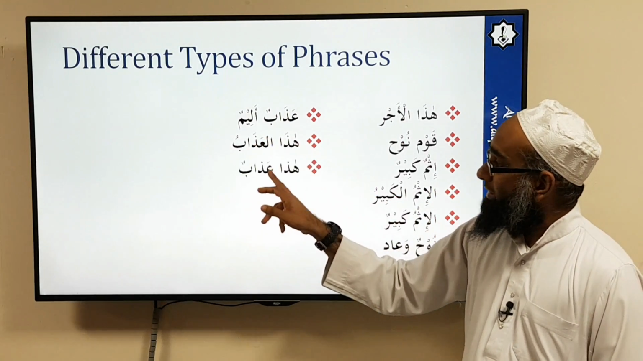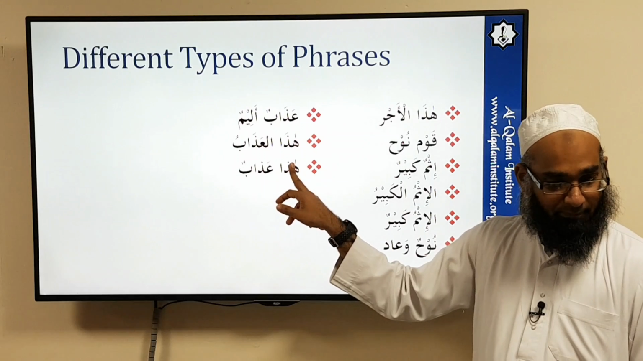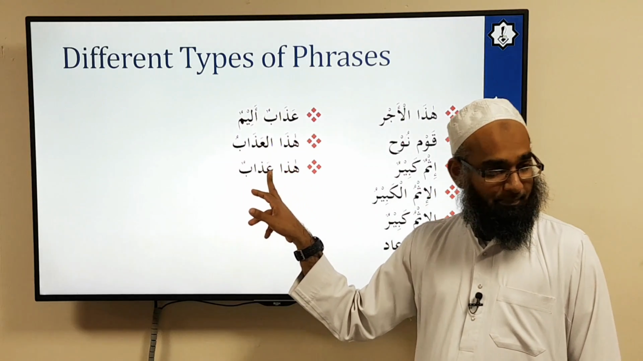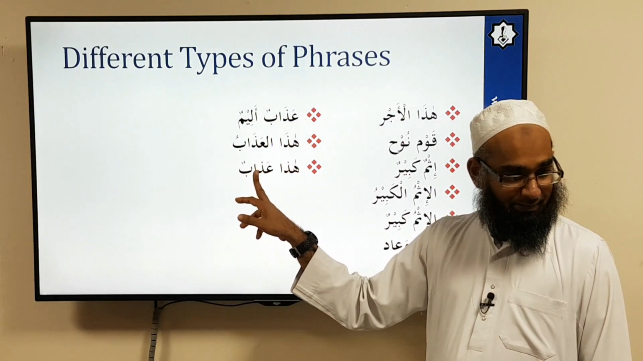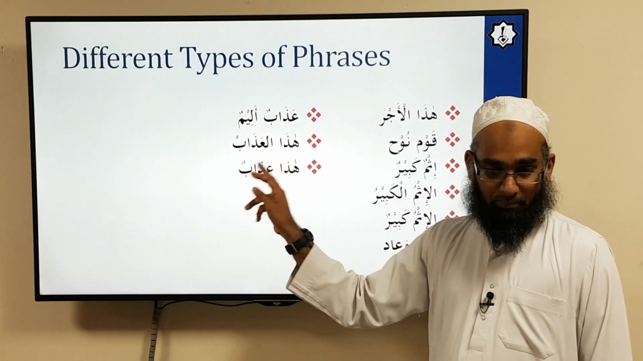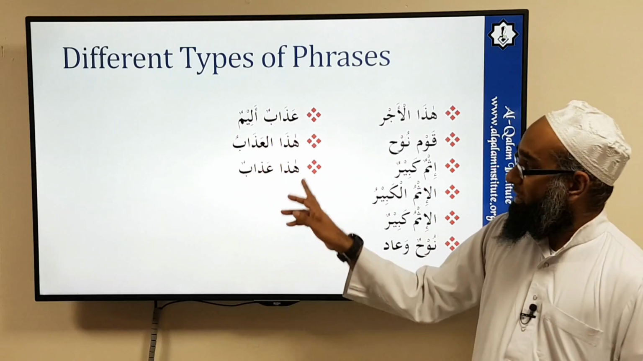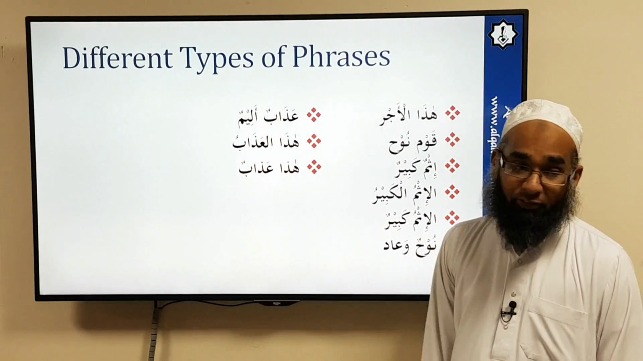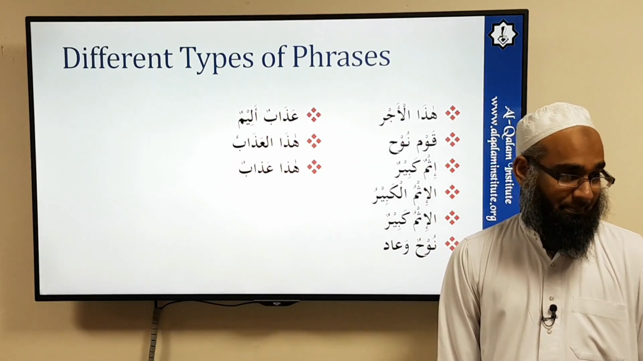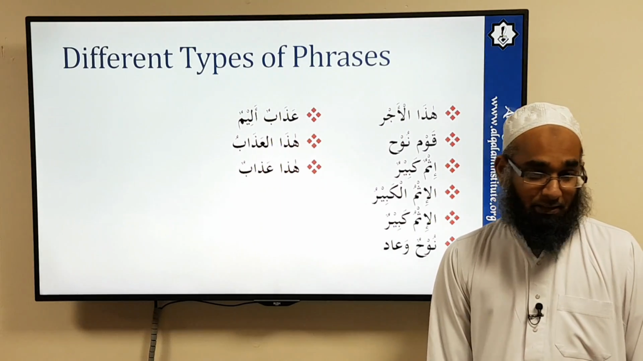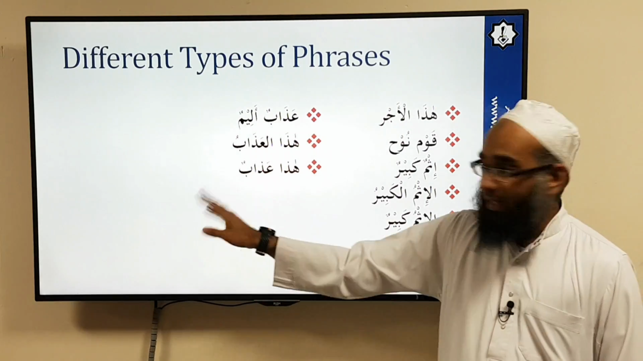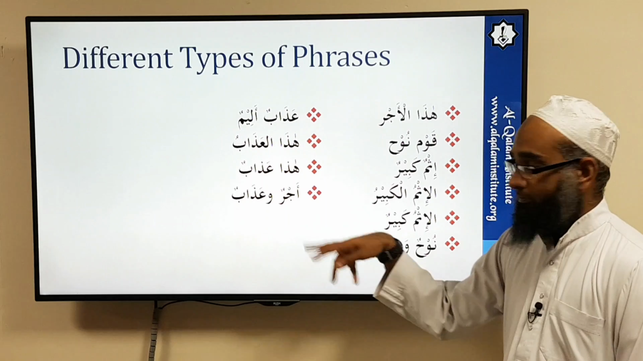In this one the first word is ismul ishara, isn't it? Yeah. But is the word after it alif lam? No. So is this going to be musharu ilay? So it's going to be what? مبتدا خبر. Mubtada khabar. This is a punishment. So it should be ismul ishara musharu ilay, but because the word after is not alif lam, it's not going to be musharu ilay, it's going to be on its own. Mubtada and khabar.